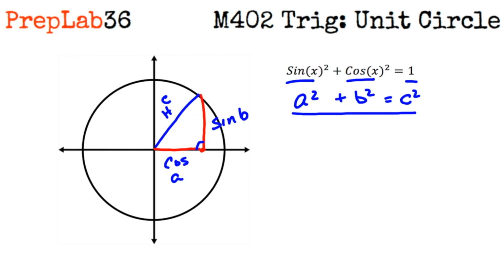That's the Pythagorean theorem. It's also the distance formula. The distance formula is the Pythagorean theorem. So know that one and relate triangles to the Pythagorean theorem. And that's the end of the basics 402 unit circle.